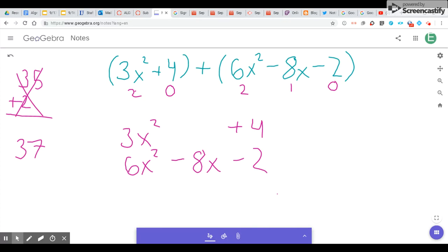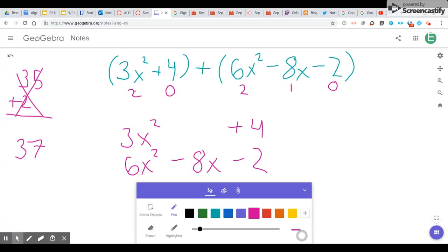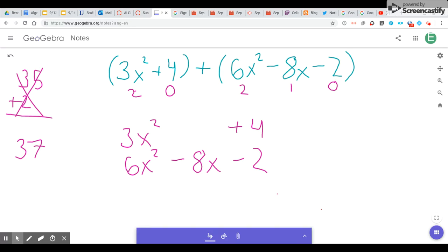So you'll notice that I put the second degree terms all right over here, the first degree terms right here, and the 0 degree terms right here. I lined up my place value, and that's really, really important for adding polynomials. Okay, when we add polynomials, we add the coefficients together. 3 plus 6 is 9, and you don't actually do anything to the variable or the exponent.